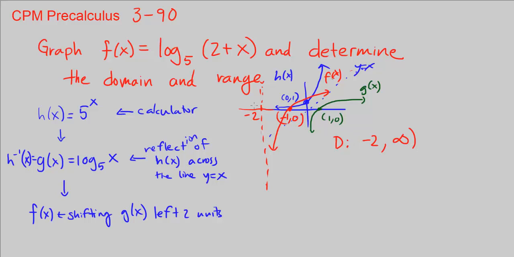It never includes infinity, and it will not touch or cross this line, so it's going to be an open parenthesis. For the range, again, we're looking at horizontal lines from down to up, and we're always going to hit our function. This end is going up and to the right, so we go from negative infinity to positive infinity for our range. So there's f of x, and there's our domain and range of f of x, and that's going to end CPM Precalculus Chapter 3, number 90.